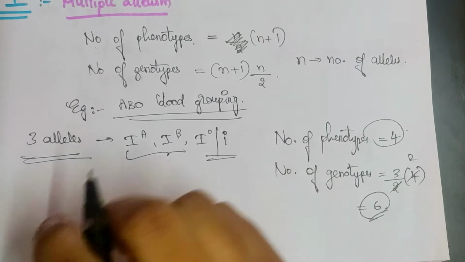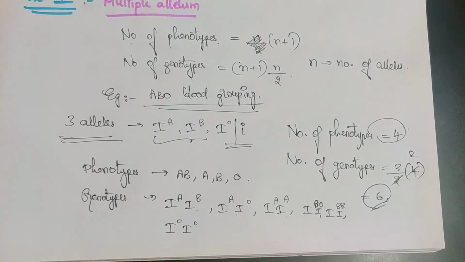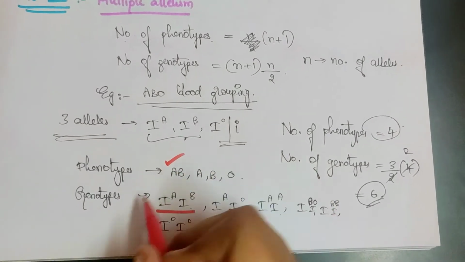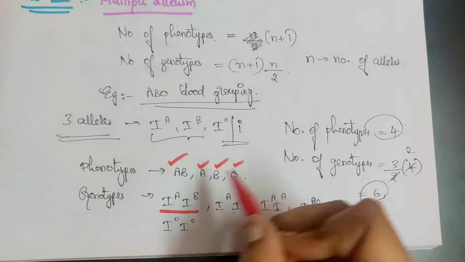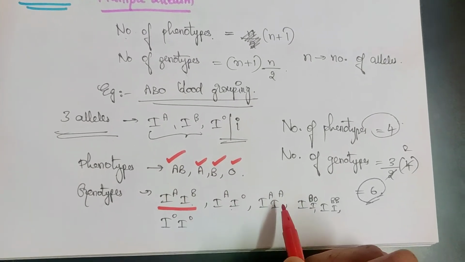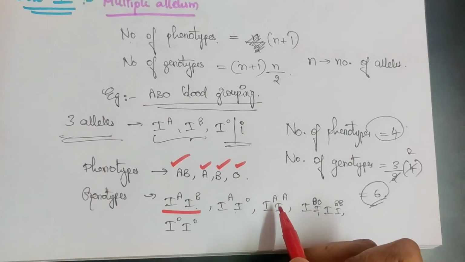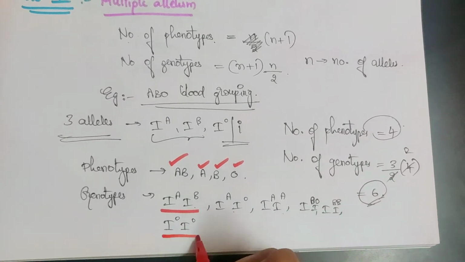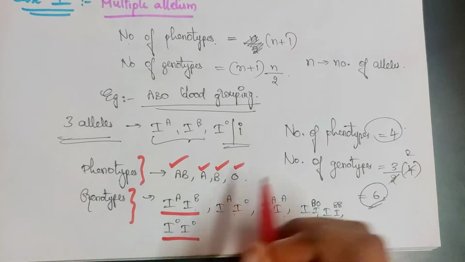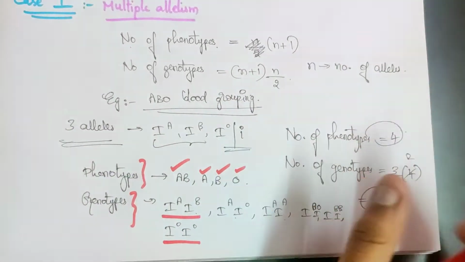Yes, it is correct. Let me write what the phenotypes are. These are your 6 genotypes, and the phenotypes are AB blood group, A group, B group, O group. IA IB corresponds to AB blood group, IA IA and IA i to A group because it is dominant over O, and similarly B group, B group, and O group. So these are our 6 genotypes and 4 phenotypes. Using this formula, you can easily do this question.